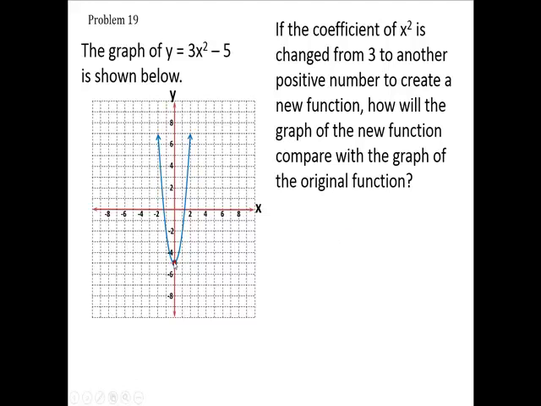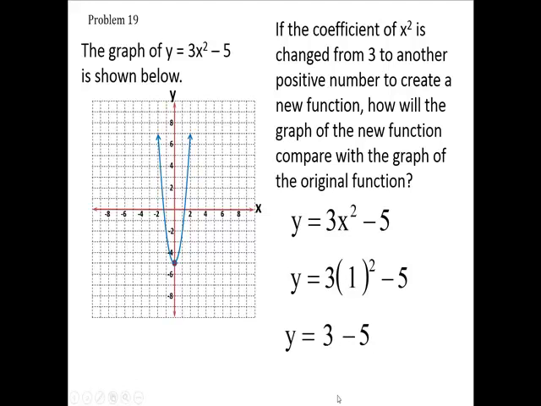Here's my vertex at the point (0, -5). We talked about that. And here's my function. Now, if x is 1, 1 times 1 is 1, times 3 is 3, and you come up with a minus 2. So we're going over 1 to the right, and down to the negative 2. The axis of symmetry is along the y-axis, so it goes through these 2 points. This is what the graph of the original function looks like.